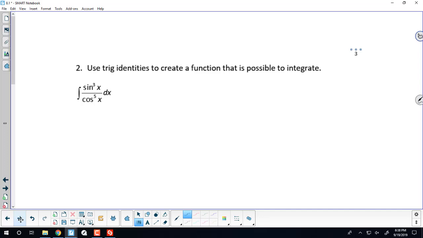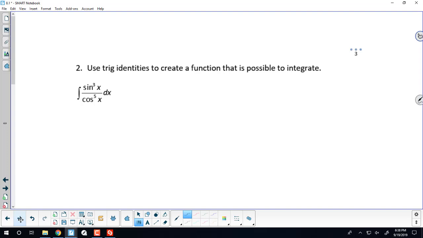When I hear identities, it invokes fear because there are millions of identities, right? To me, that's not helpful. But a lot of it is tying back to what I know how to integrate, especially in 8.1 where we don't have other techniques besides u-substitution. So let's think of an appropriate way to break down sine cubed over cosine to the 5th so that we can integrate it. Any suggestions?